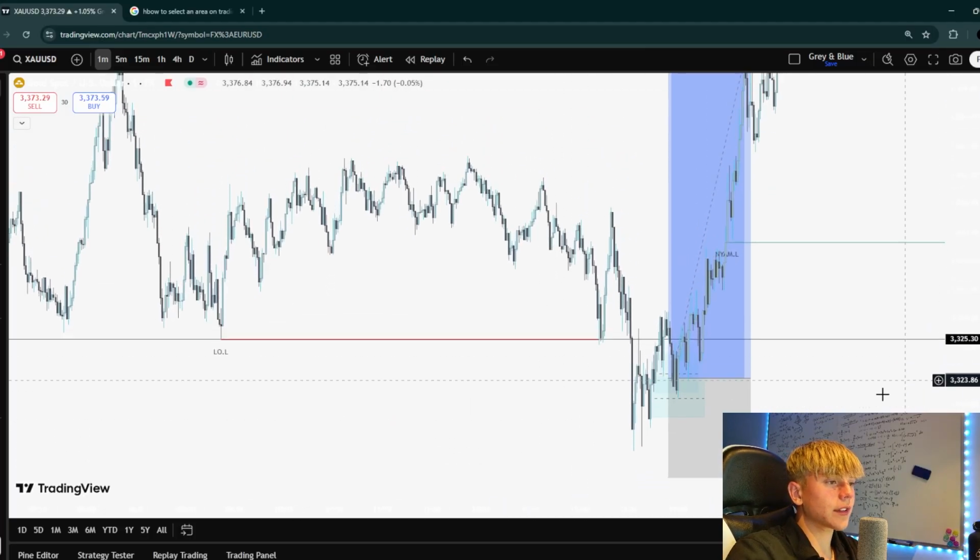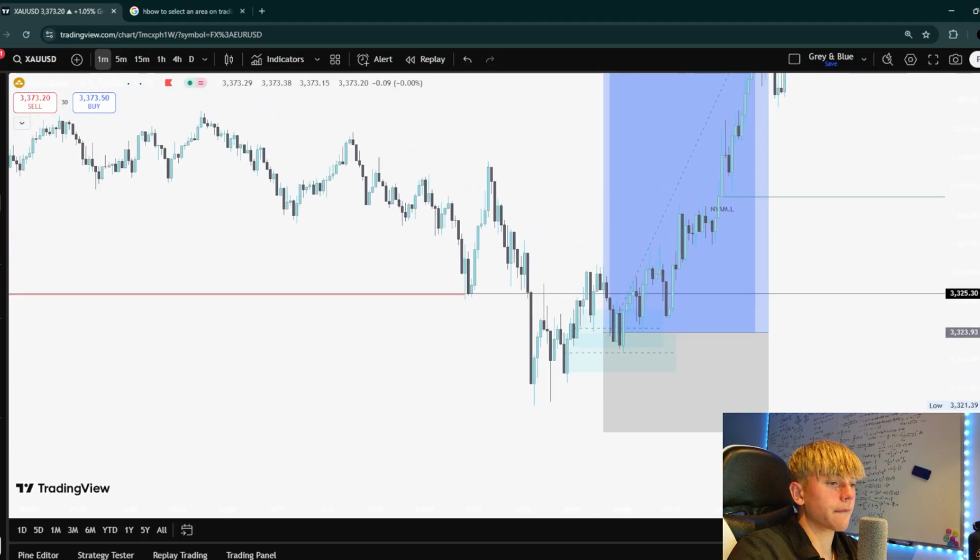Obviously, we swept this liquidity with this big bearish candle down here. And as soon as I saw that, I was like, okay, liquidity sweep, tick. Our bias is being filled for the daily. Now I can look for a bullish setup. The next thing I saw was price go sideways for a bit. It was kind of confused.